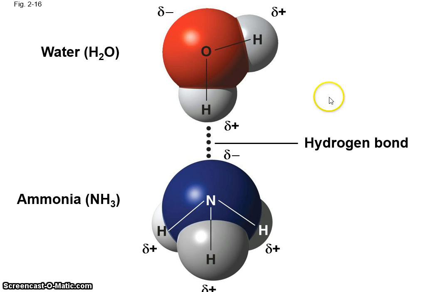So for example, the hydrogen end of a water molecule has a partial positive charge, and the nitrogen end of an ammonia molecule has a partial negative charge. If these two areas come in close contact with each other, they will temporarily stick together. This interaction, this sticking together, is what we call a hydrogen bond.